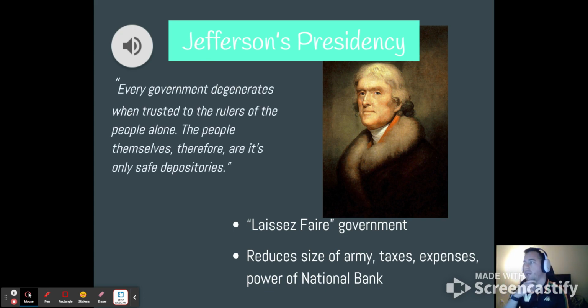There's a Jefferson quote here. This might be a document of the day, actually. "Every government degenerates when trusted to the rules of the people alone. The people themselves, therefore, are its only safe depositories." So he doesn't trust people in government. He trusts people when they're not in government. And so he thinks less government is better. Jefferson has a ton of quotes like this that show his distrust of government.